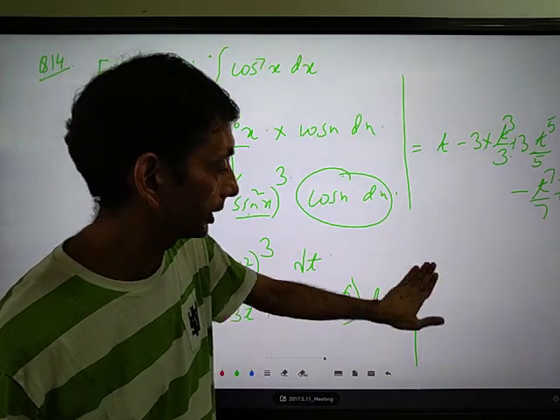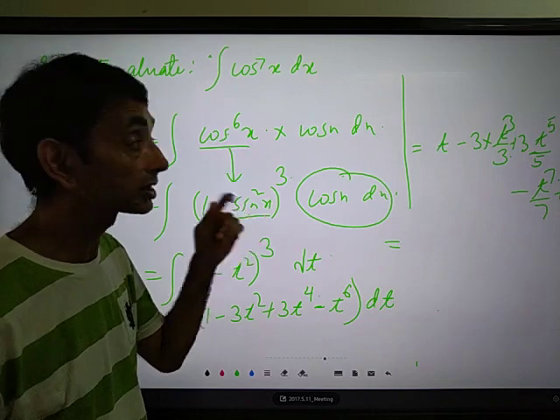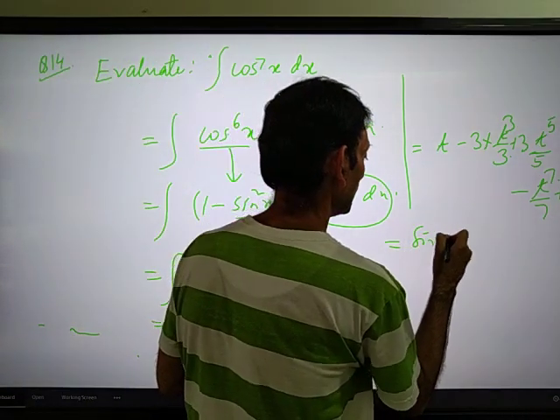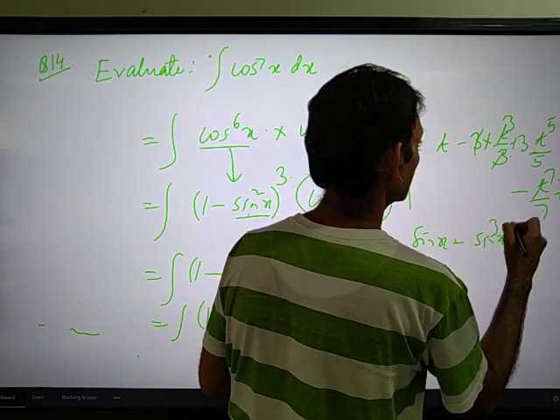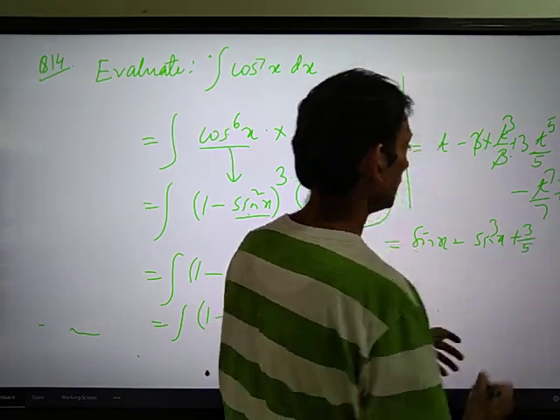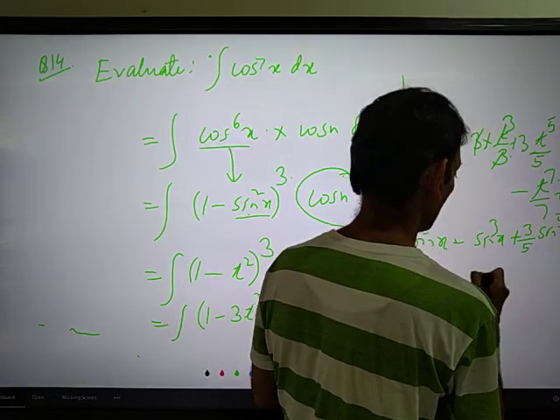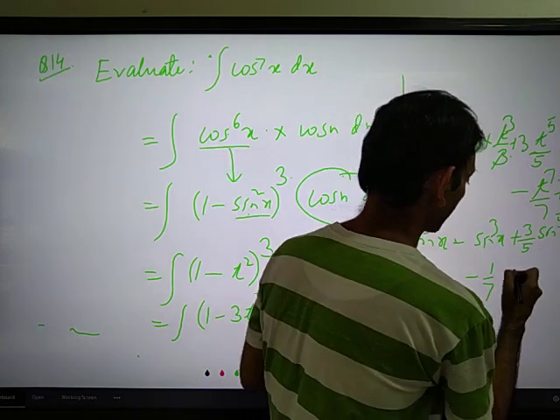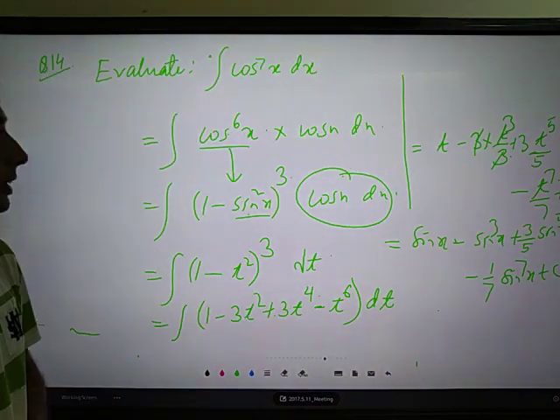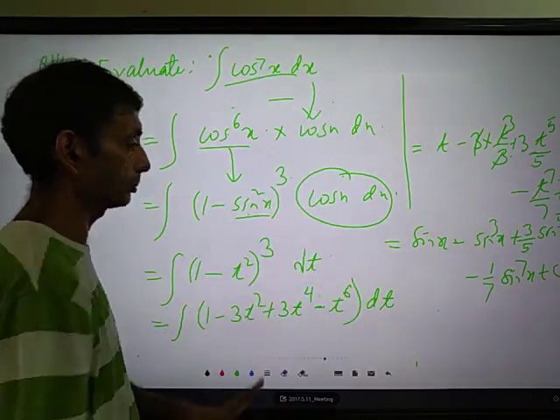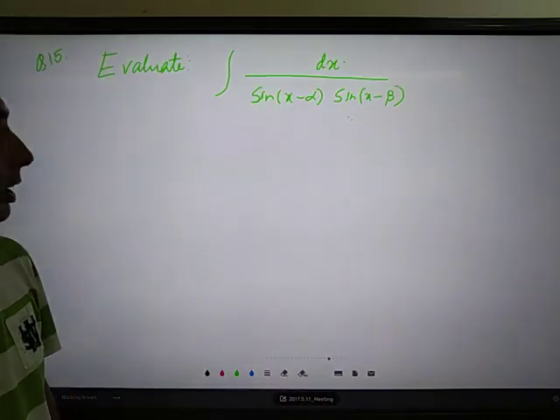What we need to do is only substitute the value of t. T is sin x, so it will be sin x minus sin cube x plus 3 by 5 sin to the power 5 x minus 1 by 7 sin to the power 7 x plus c. It's done. So the steps are as simple as this. Now let's take another question.